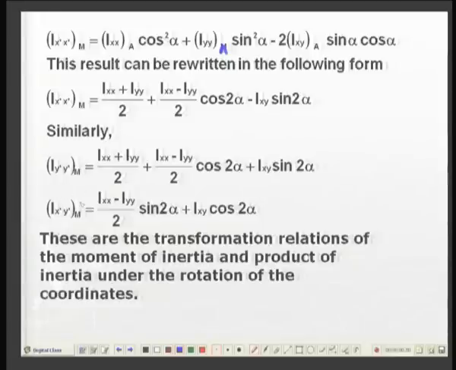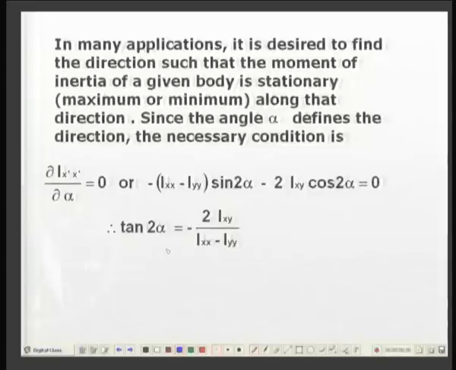Similarly, for the other two moments of inertia, that is I y dash, these are the expressions. And again, using the correspondence, we can have the product of inertia terms. So, it means we can go from one coordinate system to another, whether there is translation or rotation, by appropriate formulas.